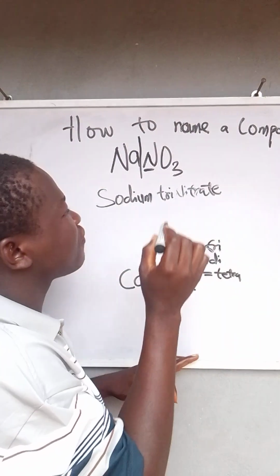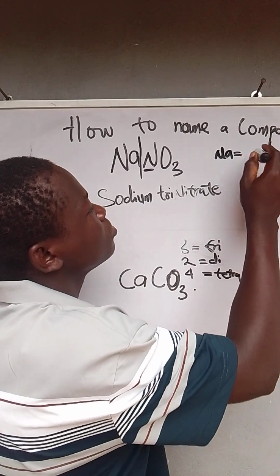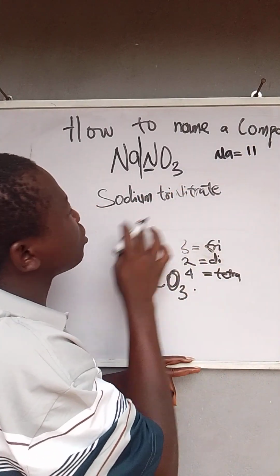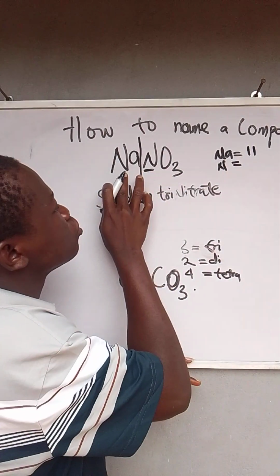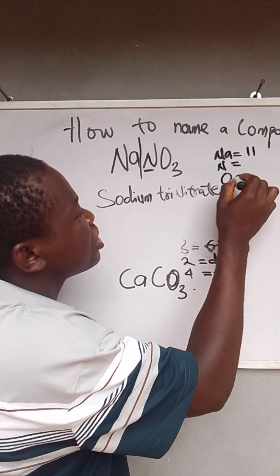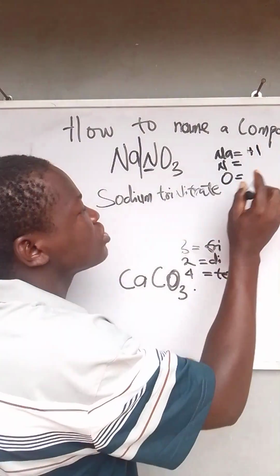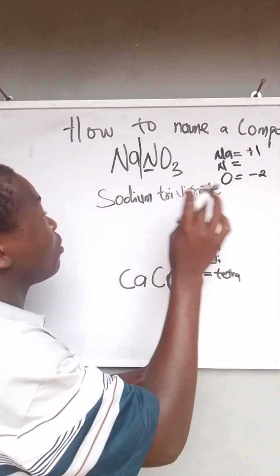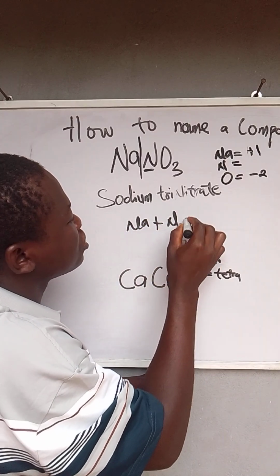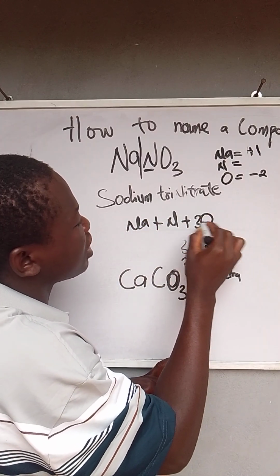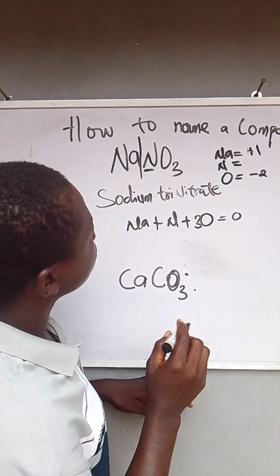The atomic number of sodium is 11. While nitrogen, forget about nitrogen, because you are not using nitrogen. You are using both sodium and oxygen. That means the oxidation number of sodium here is +1, while oxygen is always -2. Look at what I'm going to do. You now combine it. Sodium plus nitrogen plus 3 times oxygen is equal to 0, because it is in an uncombined state.